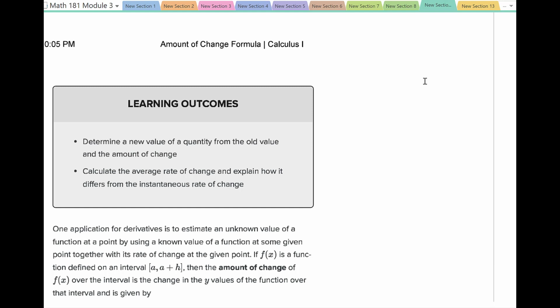In this lesson, this is the first part of the whole rate of change combination of lessons. So this one's about the amount of change formula. Learning outcomes: determine the new value of a quantity from the old value and the amount of change, and calculate the average rate of change and explain how it differs from the instantaneous rate of change.